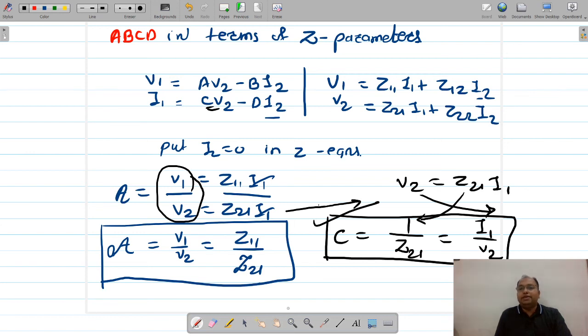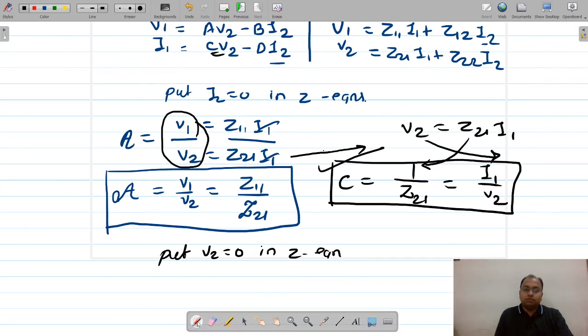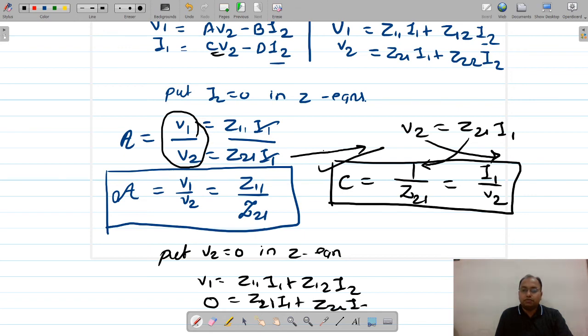Now let us go for B and D. Wherever V2 is there, you just put it as 0 so that we can find out the other two parameters. Put V2 equal to 0 in the Z equations. So V1 is equal to Z11 I1 plus Z12 I2, and 0 is equal to Z21 I1 plus Z22 I2.